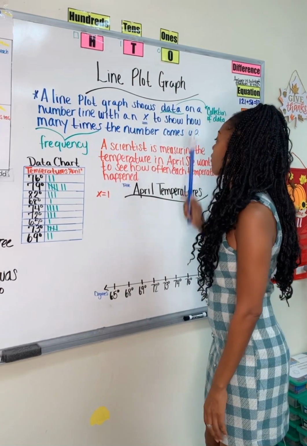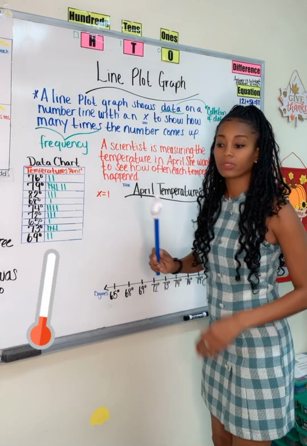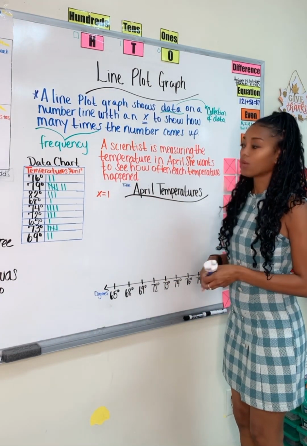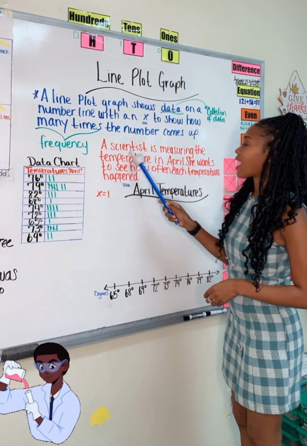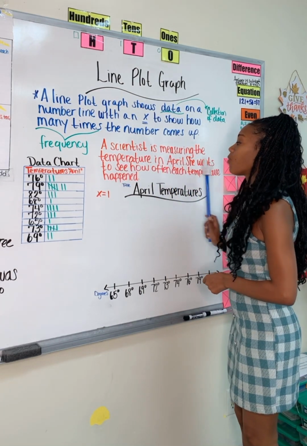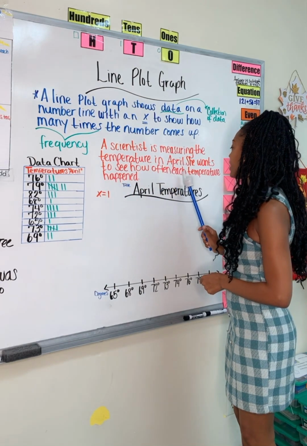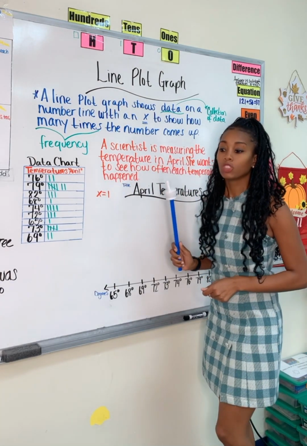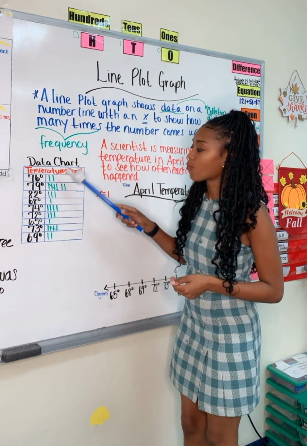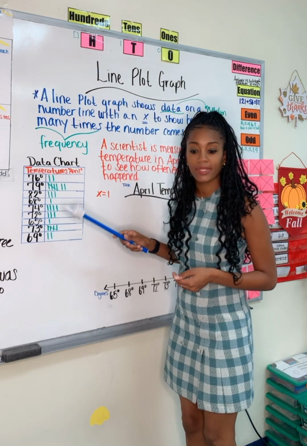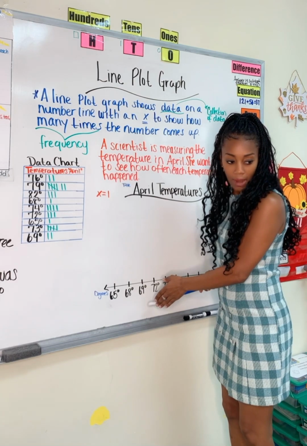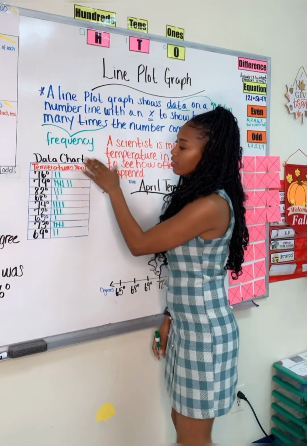Our line plot graph is about April temperatures. That's why my title says April temperatures. Read this with me. A scientist is measuring the temperature in April. She wants to see how often each temperature happens. So in order to do that, we are going to look at the data chart, and we're going to take these numbers from our data chart and we are going to put them on our number line for our line plot, okay? So this is our data chart here.